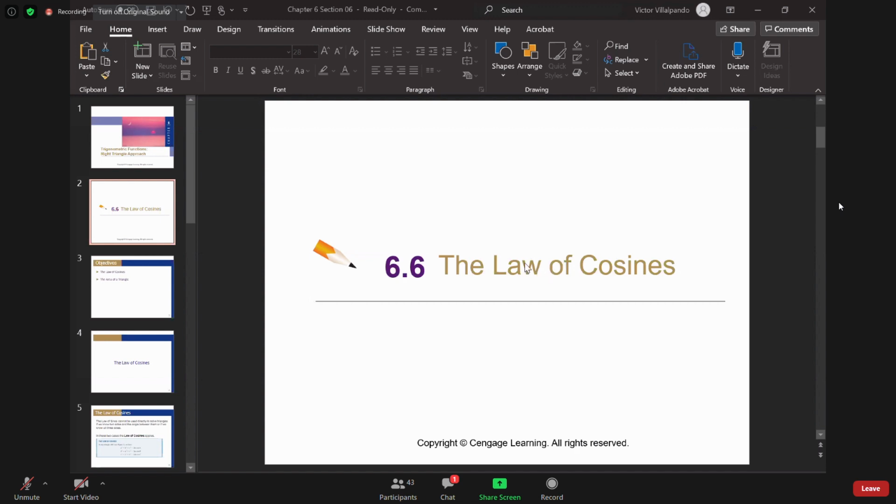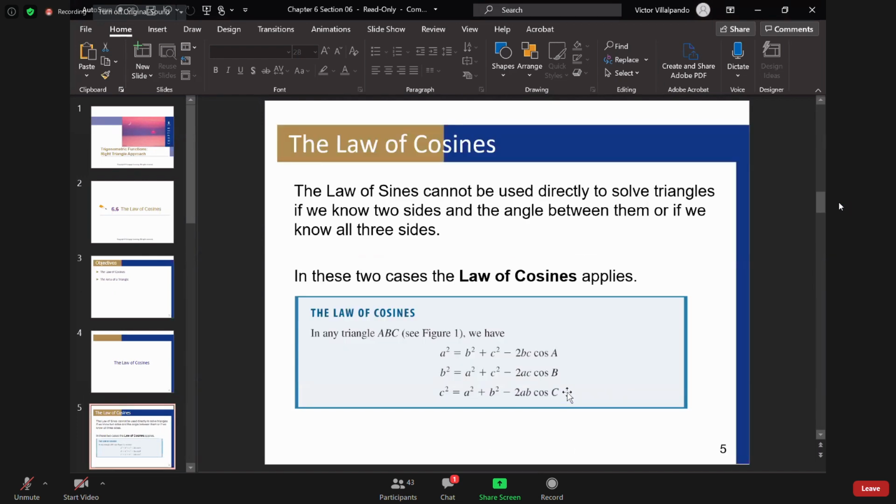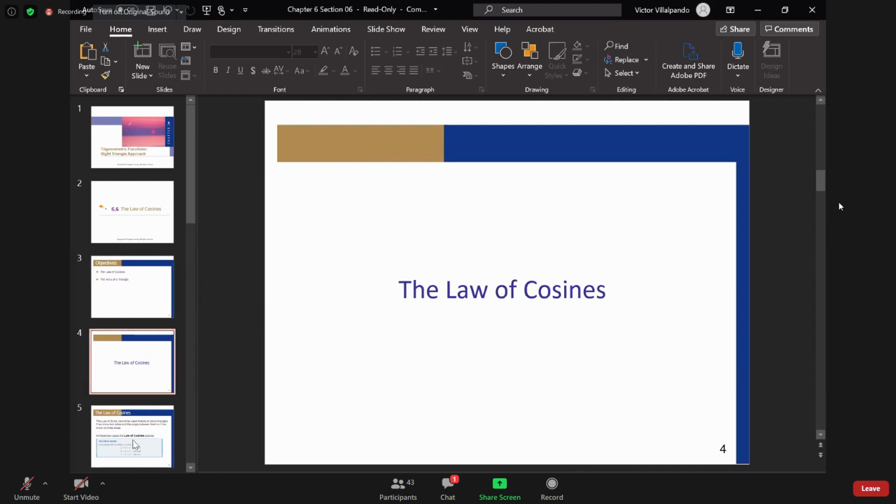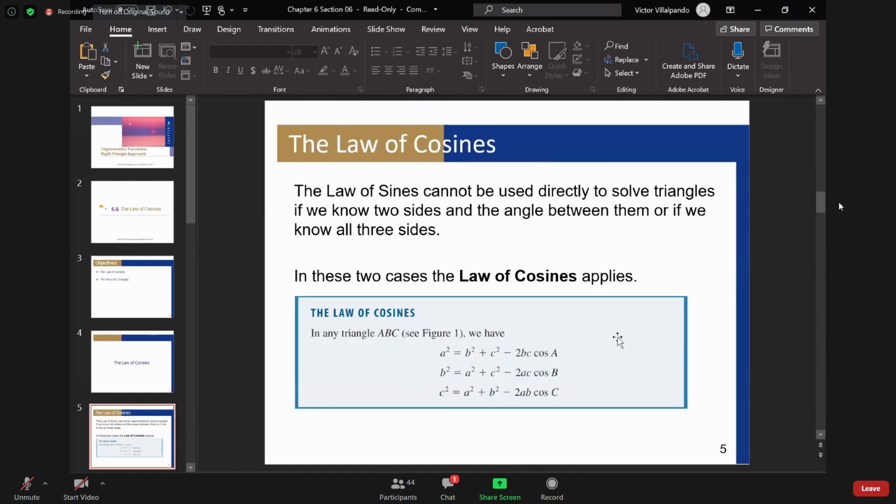But as for the law of cosines, the formula is a little bit lengthier, as we can see here in slide 5. I just wanted to take a look at the objectives here. So, very short section, law of cosines, and then we'll see how to find the area of a non-right triangle. So, let's take a look at the law of cosines on slide 5.